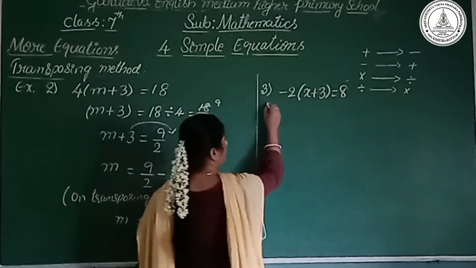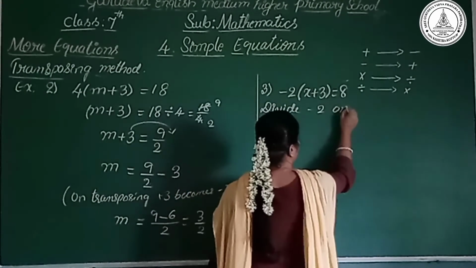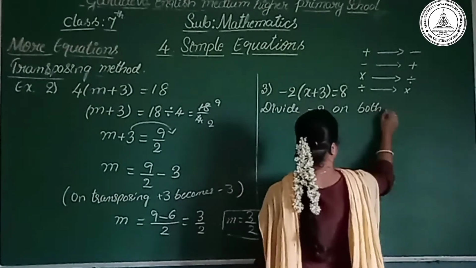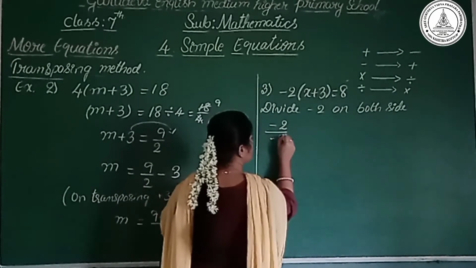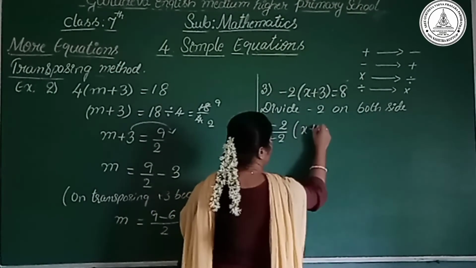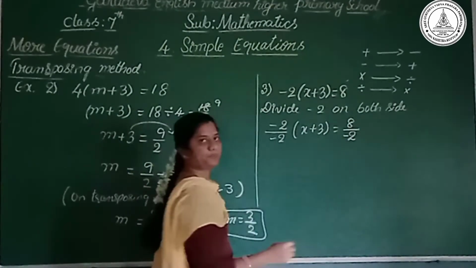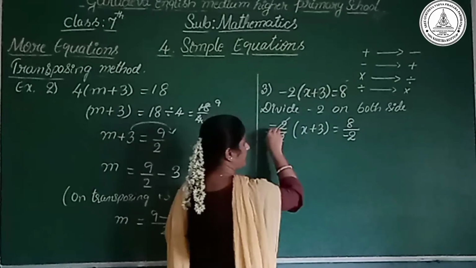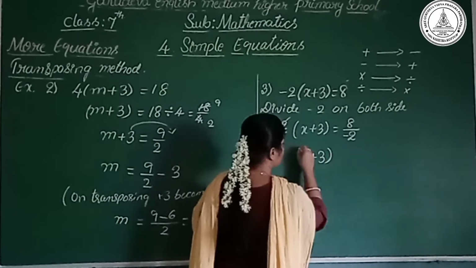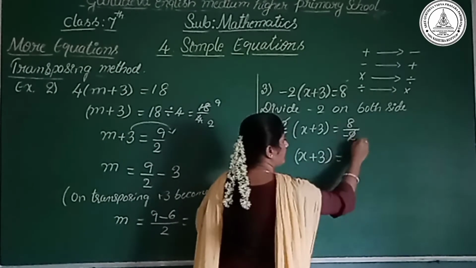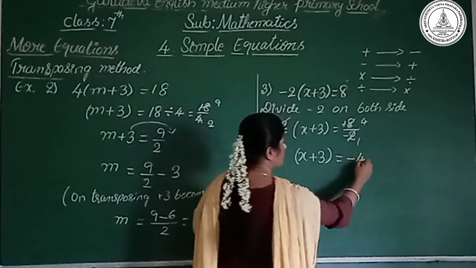Okay, yes, let's divide by minus 2 on both sides. Then we will get on the LHS minus 2 divided by minus 2 into x plus 3, which equals 8 divided by minus 2. Then minus 2 gets cancelled, minus by minus is plus, and the remaining on the LHS is x plus 3, which equals, 2 fours are 8, so plus divided by minus is minus 4.